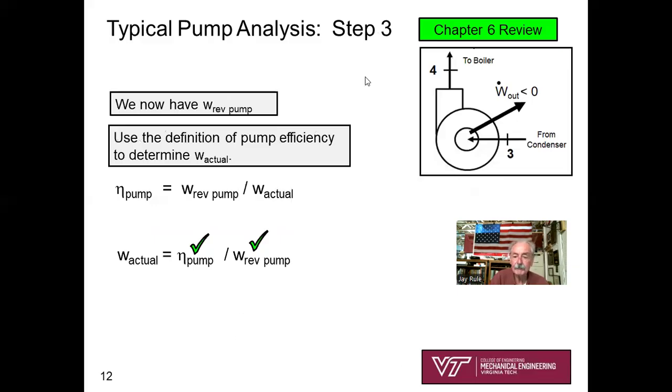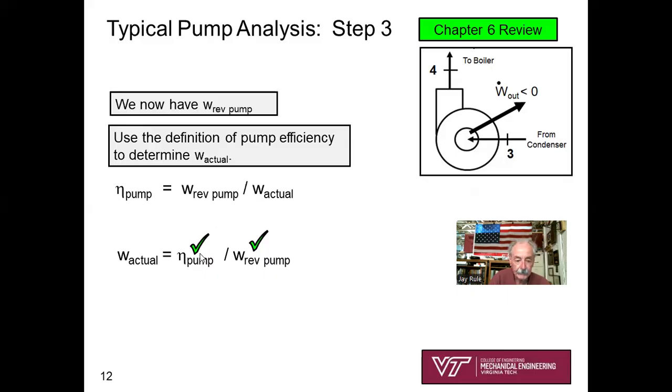Okay, step 3. You just found W reversible of the pump. And nearly always you have or you can find the pump efficiency, eta pump. So all you do is you solve for W actual. W actual is going to be, this is a typo. This is a typo, isn't it? So please make a note. W actual is equal to W reversible of the pump divided by eta of the pump.